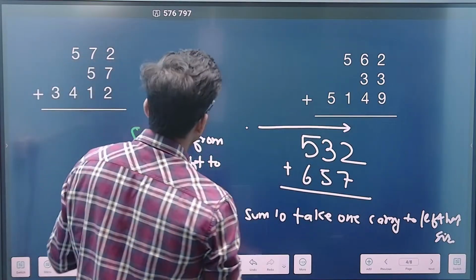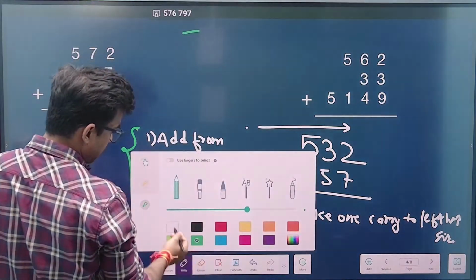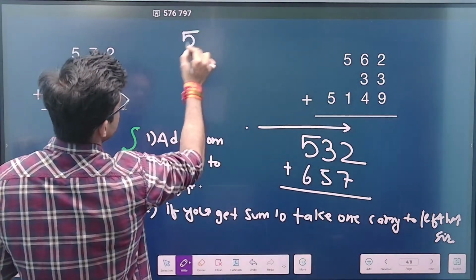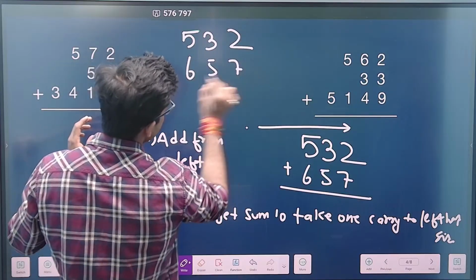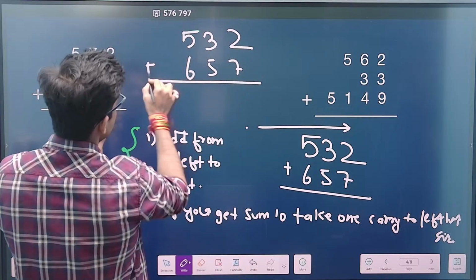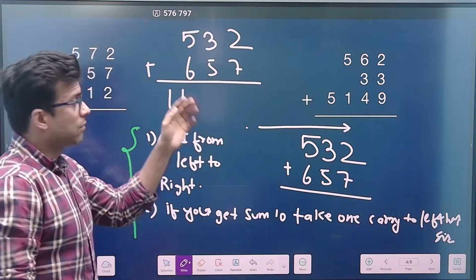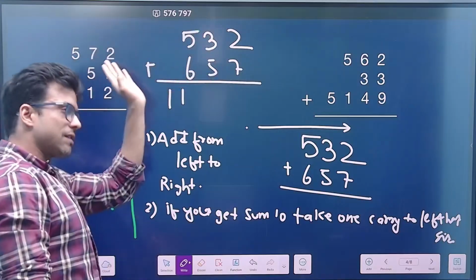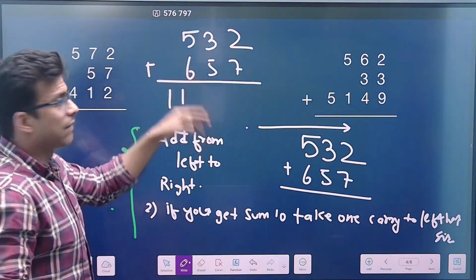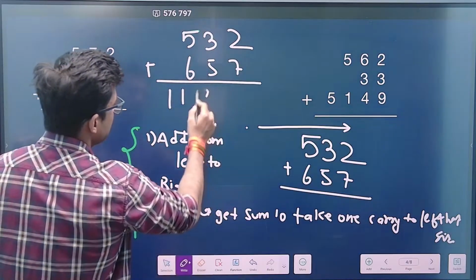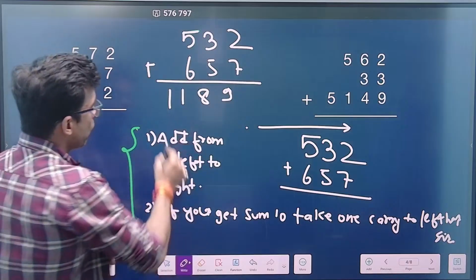Now let's apply this. Suppose I take the number 532 and add 657. As I said, add from this end, from left to right. 6 plus 5 is 11, correct? Because this is becoming 10, and none of the digits is towards the left hand side, I'll stay with the 11. Try to remember 11. 5 plus 3 is 8, and 7 plus 2 is 9. I hope the answer is the same as we did before, 1189.